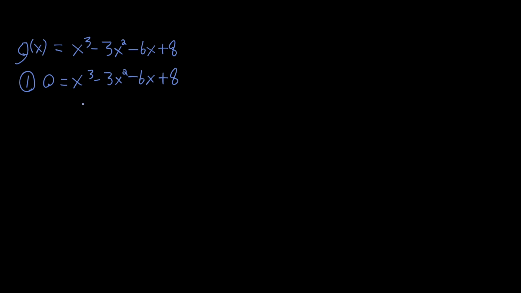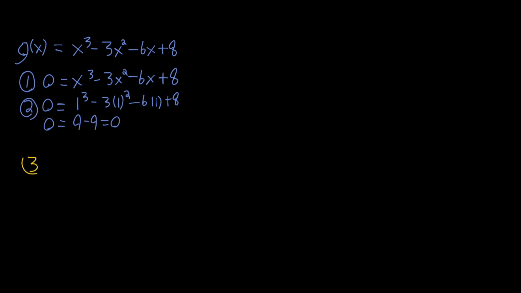In this case, the number 1 happens to work. So 0 is equal to 1 cubed minus 3 times 1 squared minus 6 times 1 plus 8. It doesn't really matter if we cube 1 or square 1, it doesn't make a difference in what it is. We're going to get 9 minus 9 or 0. So we can move into setting up our synthetic division formula.